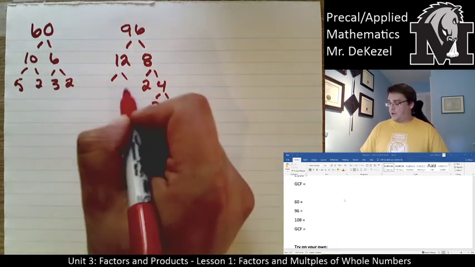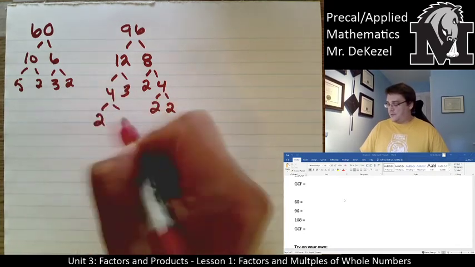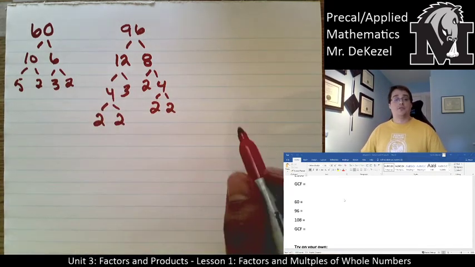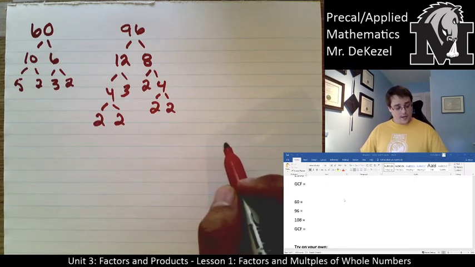And then we could break up 12 into 3 and 4 and do the same thing for that 4, break it up into a couple of 2s. So we're at our set of prime factors.